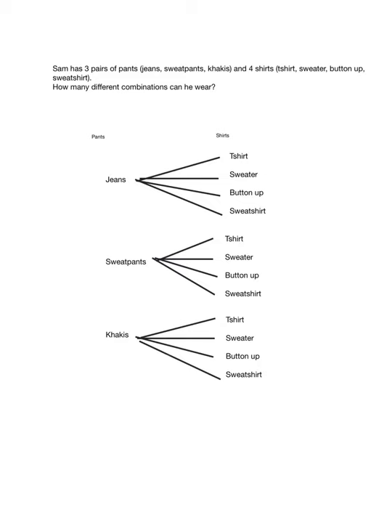Another benefit to this tree diagram is that we can further branch out. Let's say Sam wants to pick different shoes. Let's say he has 2 options, sandals or runners. You can add a third column branching off for each one of those: jeans, t-shirt; jeans, sweater; jeans, button-up; jeans, sweatshirt; and the same for sweatpants and khakis.